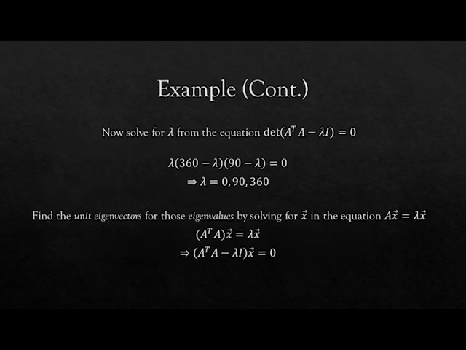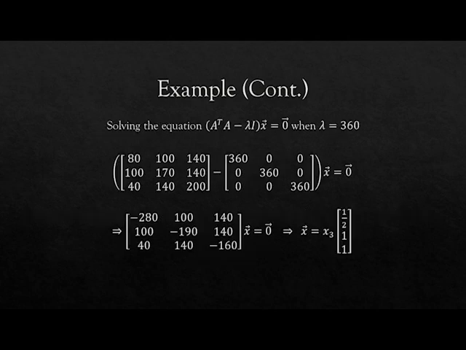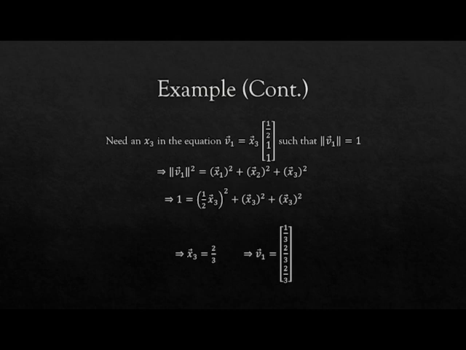To find the eigenvalues of A transpose A, we find the roots of the characteristic polynomial, which in this case turns out to be 0, 90, and 360. Now we need to solve for the eigenvectors corresponding to these eigenvalues using this equation, and solve for x. For this, we get the vector x can be all values in the span of 1/2, 1, and 1, and then finding the unit vector in the span, we get 1/3, 2/3, 2/3.